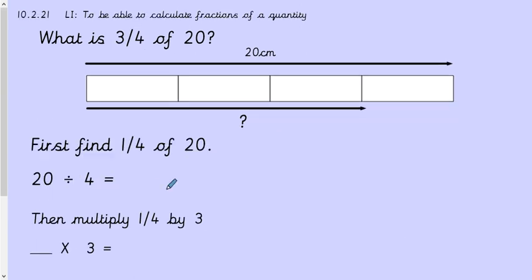So now if we have to work out 3/4 of 20, we still split it into a group of 4. The whole amount is still 20, but this time we're looking at 3/4. So first you still need to find out what 1/4 is. So you do 20 divided by 4, because we're looking at quarters, which we know is 5. And then we do 5 times 3 because we're looking at 3/4. Because if 5 is 1/4 and we want to know 3/4, we need to times it by 3. And 5 times 3 is 15. So therefore 3/4 of 20 is 15.